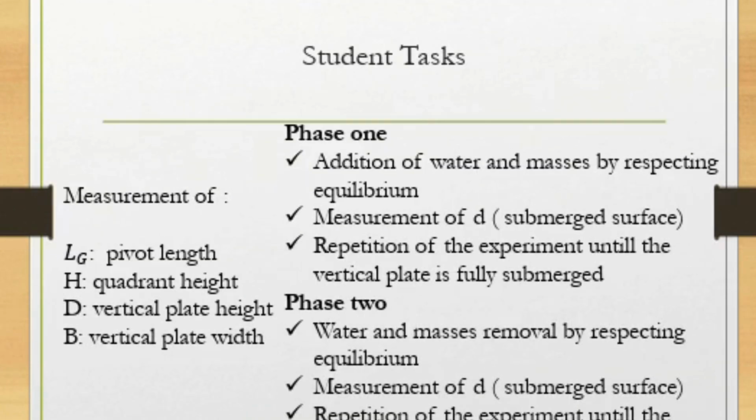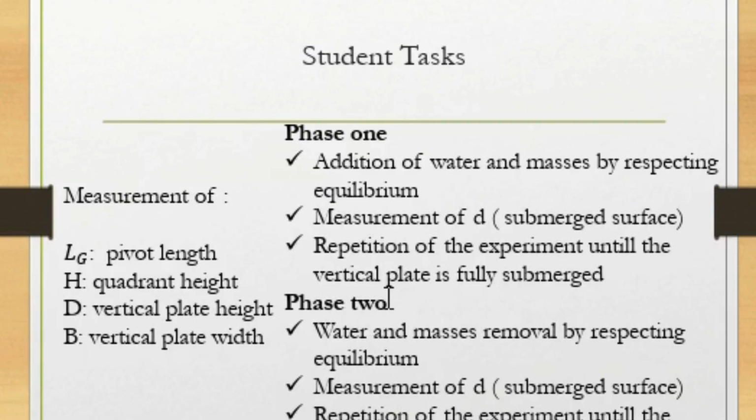Moving on to the students' task. After understanding the practical work technique and how it works, the students will be asked to measure LG, which is the pivot length, H, which is the quadrant height, D, which is the vertical plate height, and B, which is the vertical plate width, which will be needed, as we just saw, to calculate the experimental and theoretical force.